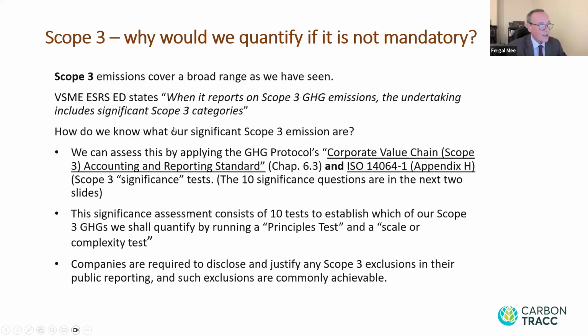How do we know what our significant Scope 3 emissions are? How do I know? How do I find out? Who can help me? Well, there are a number of ways. There are at least two. We can assess this by applying the Greenhouse Gas Protocol's corporate value chain accounting and reporting standard, specifically Chapter 6.3, and more scientifically, in my view, ISO 14064-1, Annex H specifically, which gives us Scope 3 significance measurement tests.